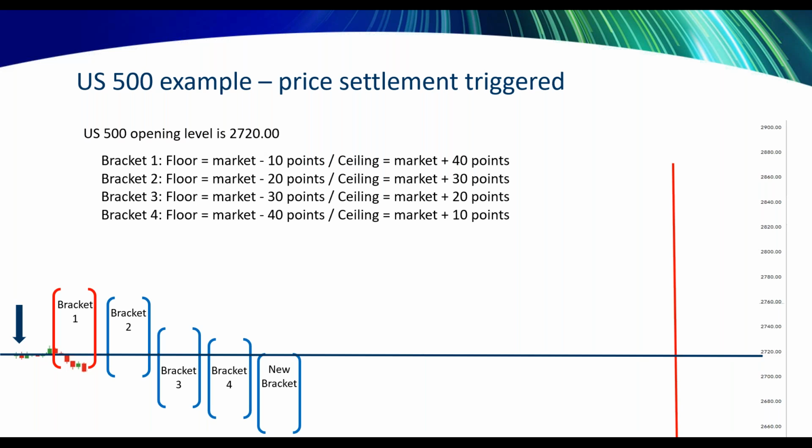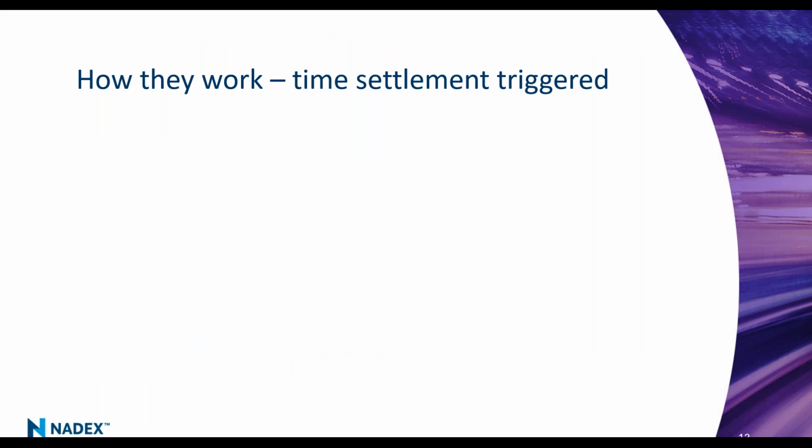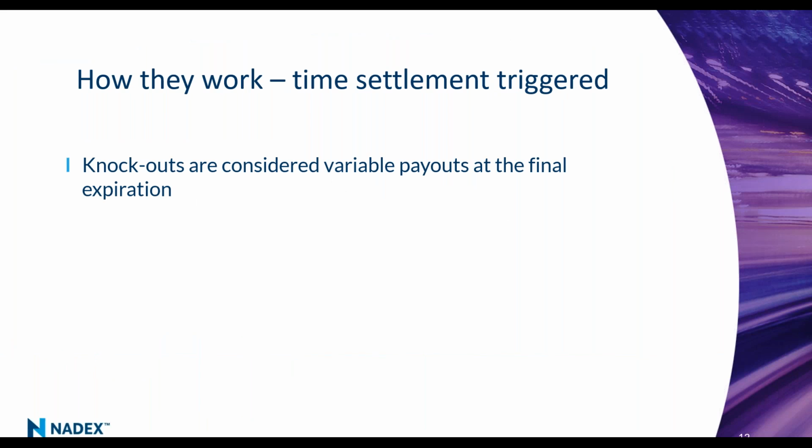And we are going to get into that. I just wanted to show you the mechanics of how we list 4 brackets on each product. As the market moves, if a floor or ceiling gets touched, that bracket is gone, and a new bracket is created so that you have 4. Now let's talk about time settlement.